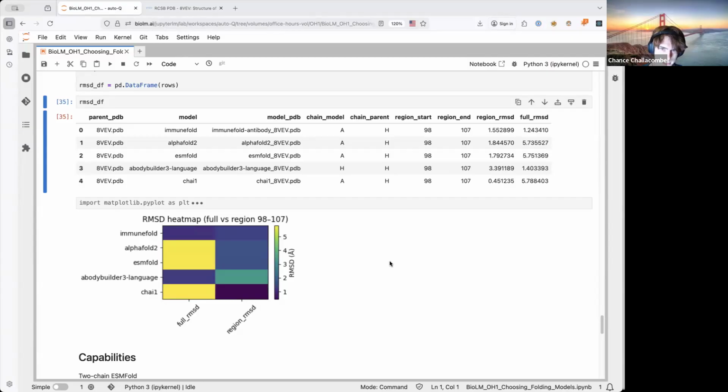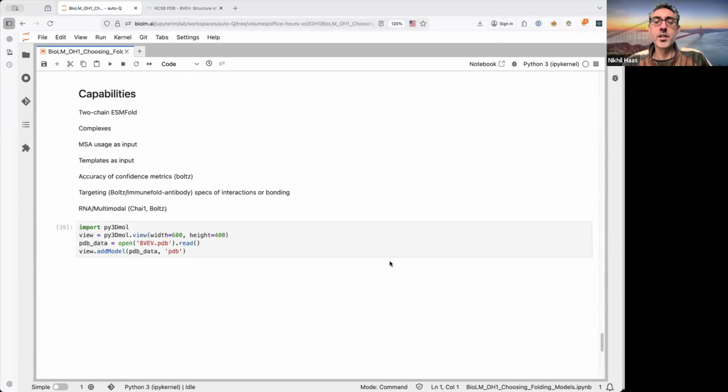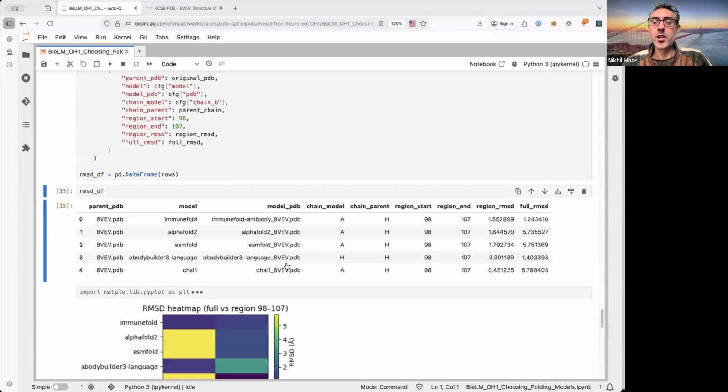I think I'd like to see a superposition possibly for that prediction. Yeah, I don't know how to do it here. Unfortunately, I couldn't get PyMOL 2 to work.